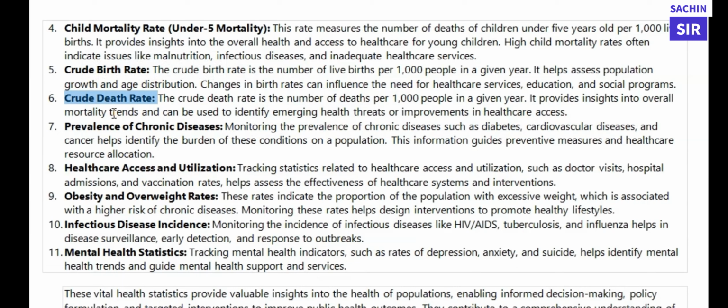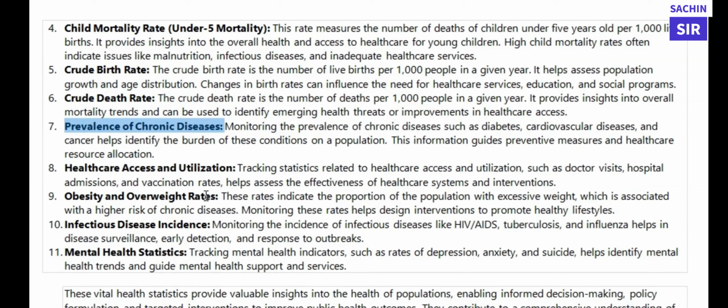Crude death rate. The crude death rate is the number of deaths per 1,000 people in a given year. It provides insights into overall mortality trends and can be used to identify emerging health threats or improvements in healthcare access.